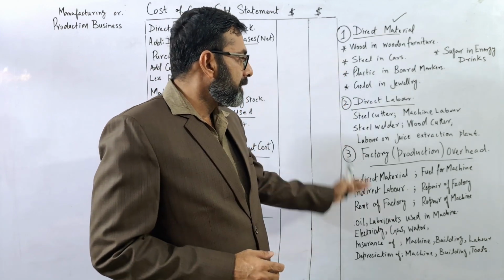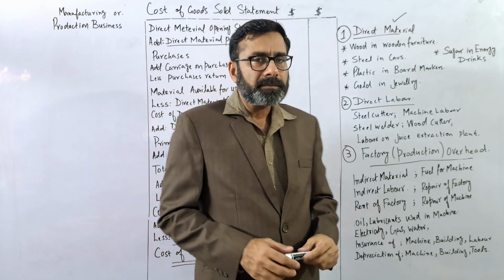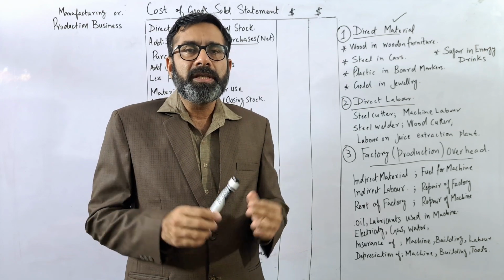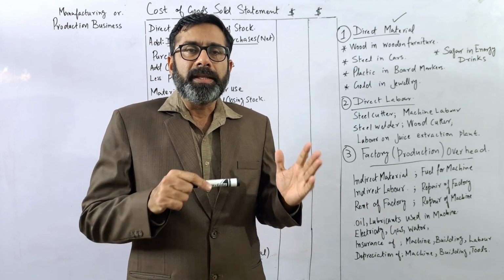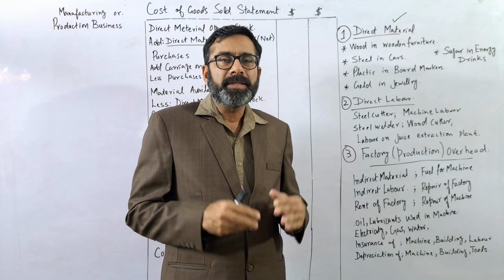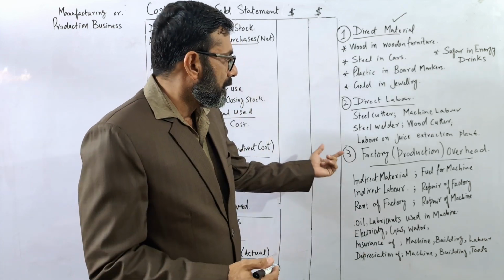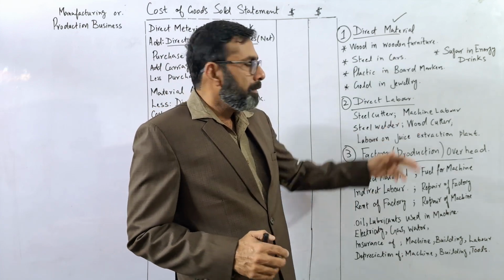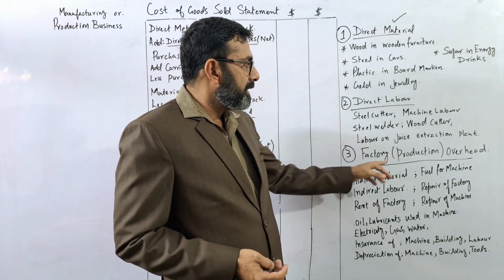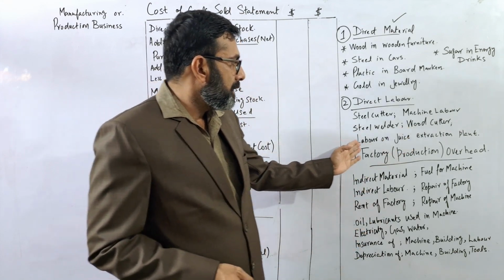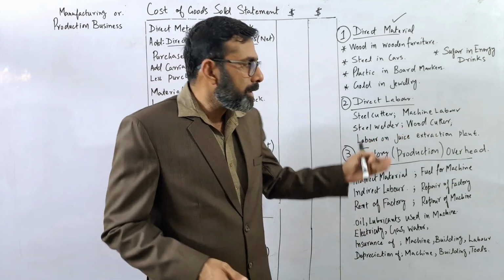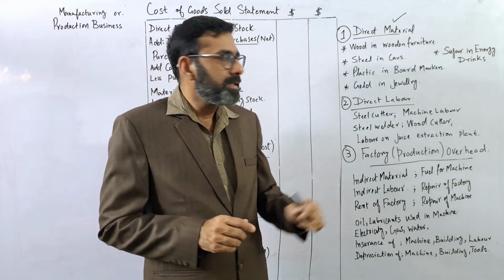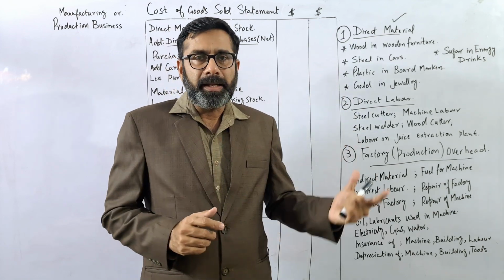Then the direct labor is what? Any labor or any worker who is directly working on the machines while producing the goods. So in the factory, the person who is working on the machine, who is directly involved in the production process, will be called the direct labor. It may be a steel cutter on the machines, a machine labor, a steel welder, a wood cutter, a laborer on the juice extraction plant, or the person who is working, for example, in the manufacturing of the car. That person will be considered as the direct labor.